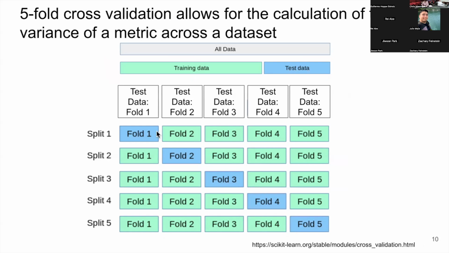Basically, how it works is your data is split into training and test data, but instead of splitting it one time, you split it 5 different times, and you take 20% of the data as the testing set. You repeat this for 5 different subsets of your data, so that you can get some calculation of the variance of a metric that you are calculating in your data set.